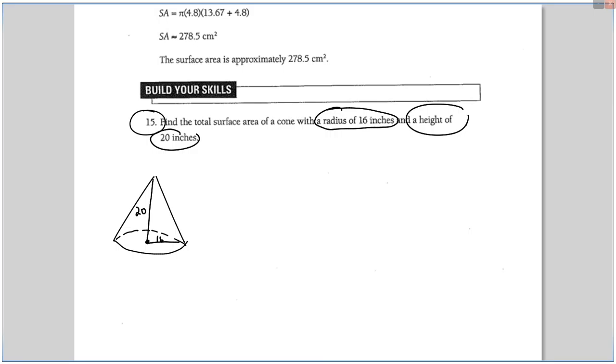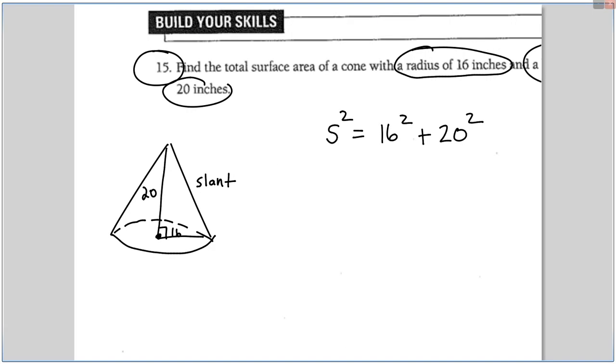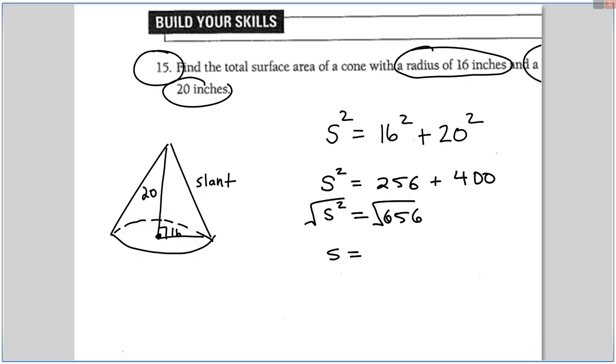Okay, so you need to solve for the slant. Call it S. You have to use the Pythagorean theorem because the inside here is a right angle, okay? So S squared would be 16 squared is 256 and 20 squared is 400. Add those together, 656, and then square root that bad boy. Is it 25 point something? 25.612.